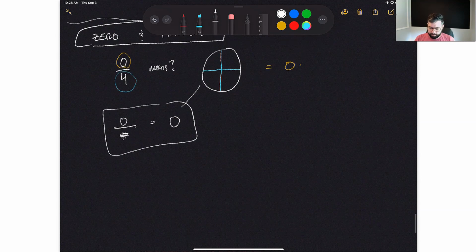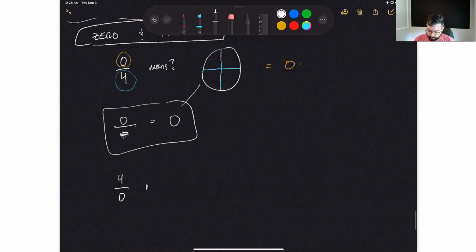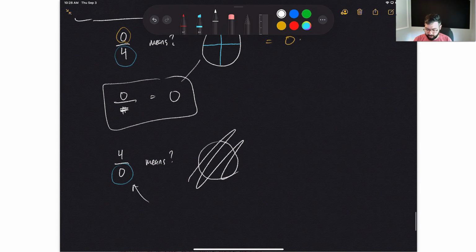Now, here's where people get into trouble. If I had 4 divided by 0, what does that mean? Well, how do I slice up my whole? 0 slices, right? That's very, very confusing. Now, you might be thinking, well, just put out the whole, right? That's 0 slices. Not really. This is 1 slice because it's all one piece, right? So this would be with a denominator of 1. A denominator of 0 makes no sense, right?